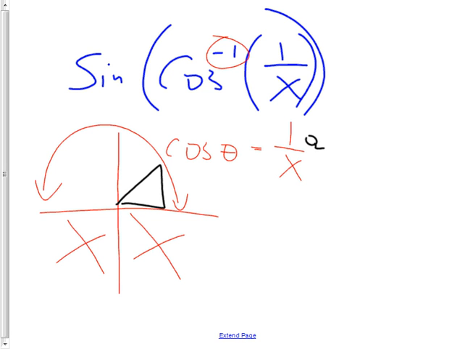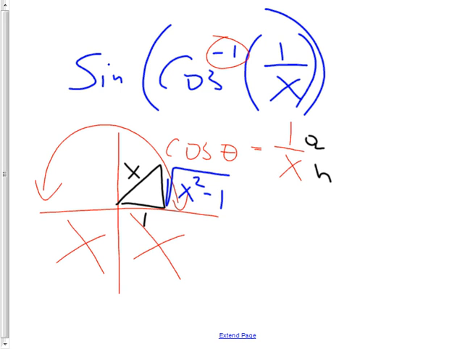Adjacent over hypotenuse. The adjacent side's 1, the hypotenuse is x, and then we need this side over here. That's a big square root of, and it has to do with x squared and 1 squared. Do I add them or subtract them? Good. X squared, the big one, minus the 1 squared. We could write 1 squared or just 1. Probably better to write 1 because it's simplified.